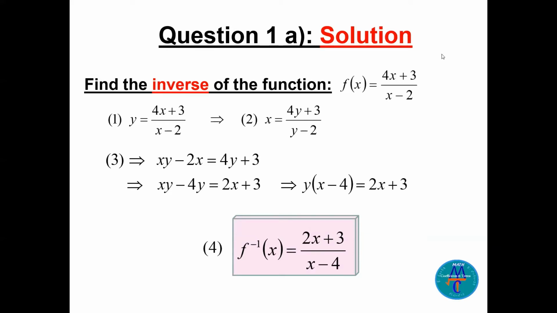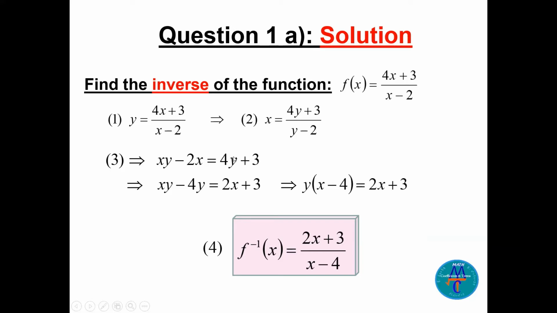First of all, we write the function f of x as y equals 4x plus 3 divided by x minus 2. Then we interchange x and y. We will have here step number 2. Now we need to solve for y. So what we can do is cross multiply: xy minus 2x is equal to 4y plus 3.